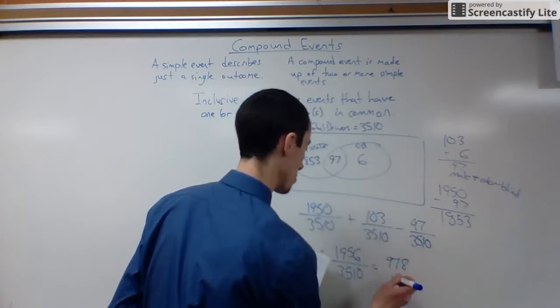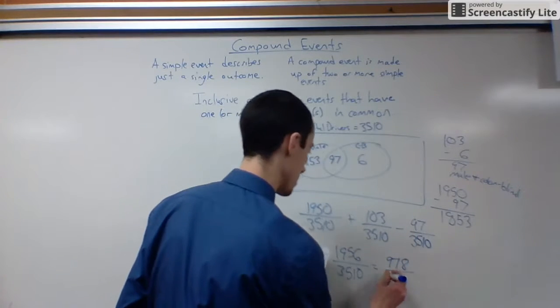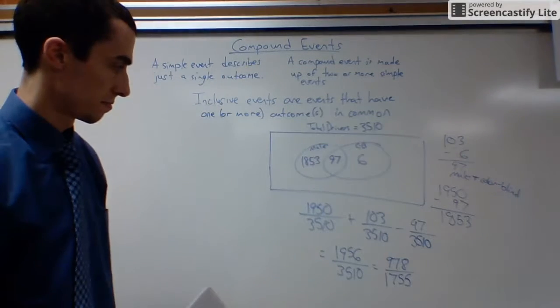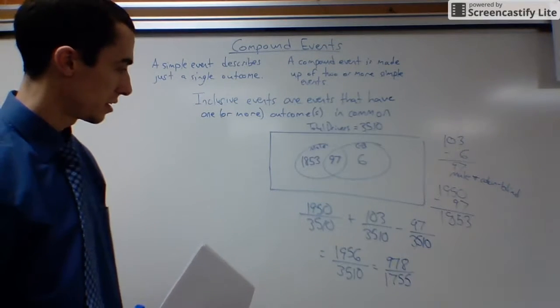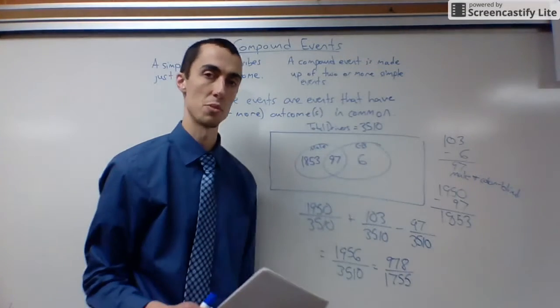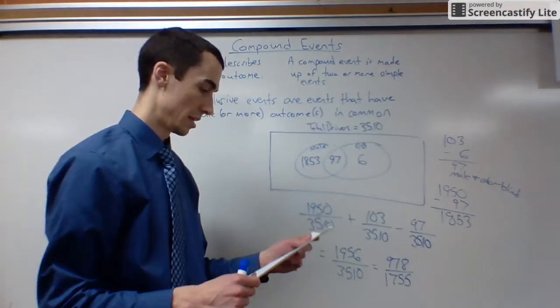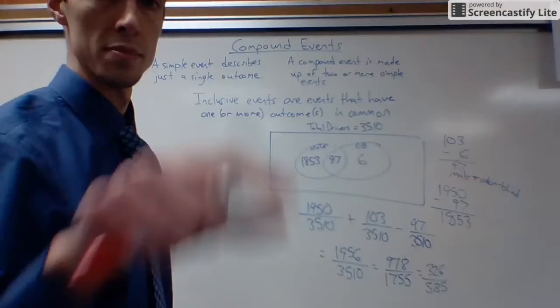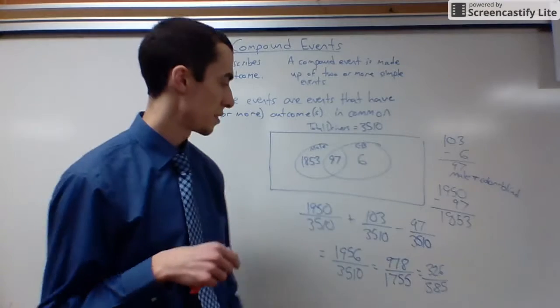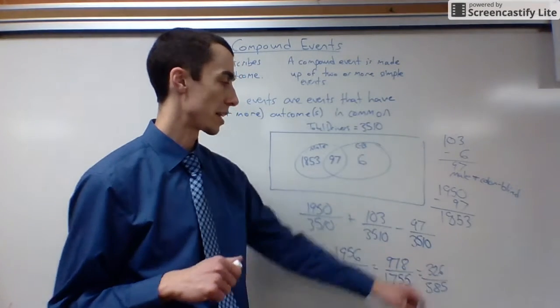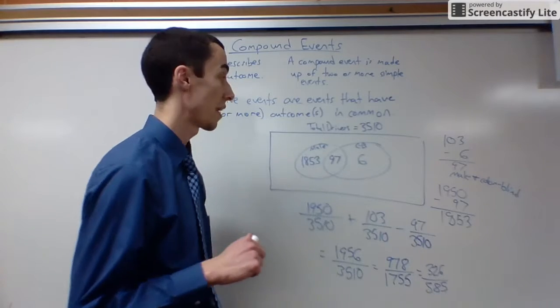We divide those both by 2, we get 978 over 1755. There might be another common factor in there, possibly of 3, so perhaps we can simplify it down a little bit. Why don't I pause and grab a calculator so we can do that? If you divide both of those, numerator and denominator, by 3, you should get 326 over 585.